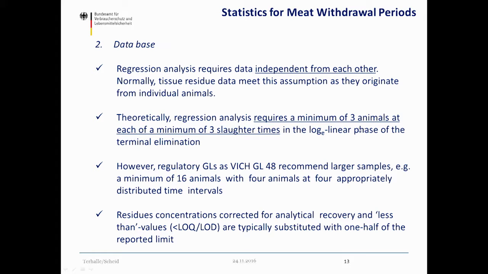In theory, you would require 3 animals at 3 data points to construct a linear regression curve. But the guideline 48 recommends a larger number of animals, which is 16, which is also very low. For a statistician, these are very low numbers, but these are the numbers we normally get: 16 animals at least, and 4 time points. And the residue concentration should be corrected for analytical recoveries, and less than values are typically substituted with 1/2 of the reported limit. That is what the guideline says.